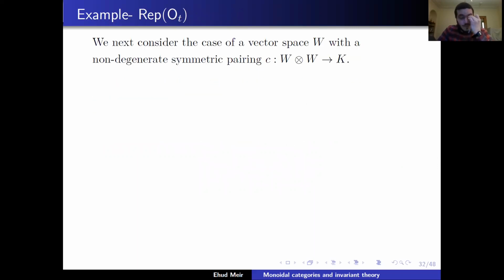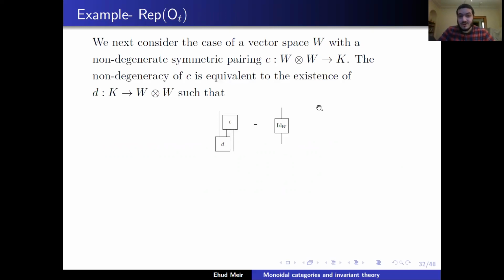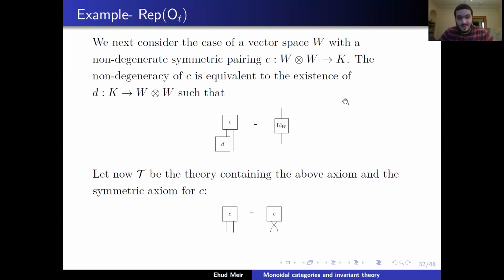Okay, we next consider the case of vector space with a non-degenerate symmetric pairing, because we would like to look at representations of the orthogonal group. So here we have C from W tensor W to K, and non-degeneracy of C is equivalent to the existence of a copairing, a map D from K to W tensor W, such that if I put one of the outputs of D to one of the inputs of C, I get the identity of W.